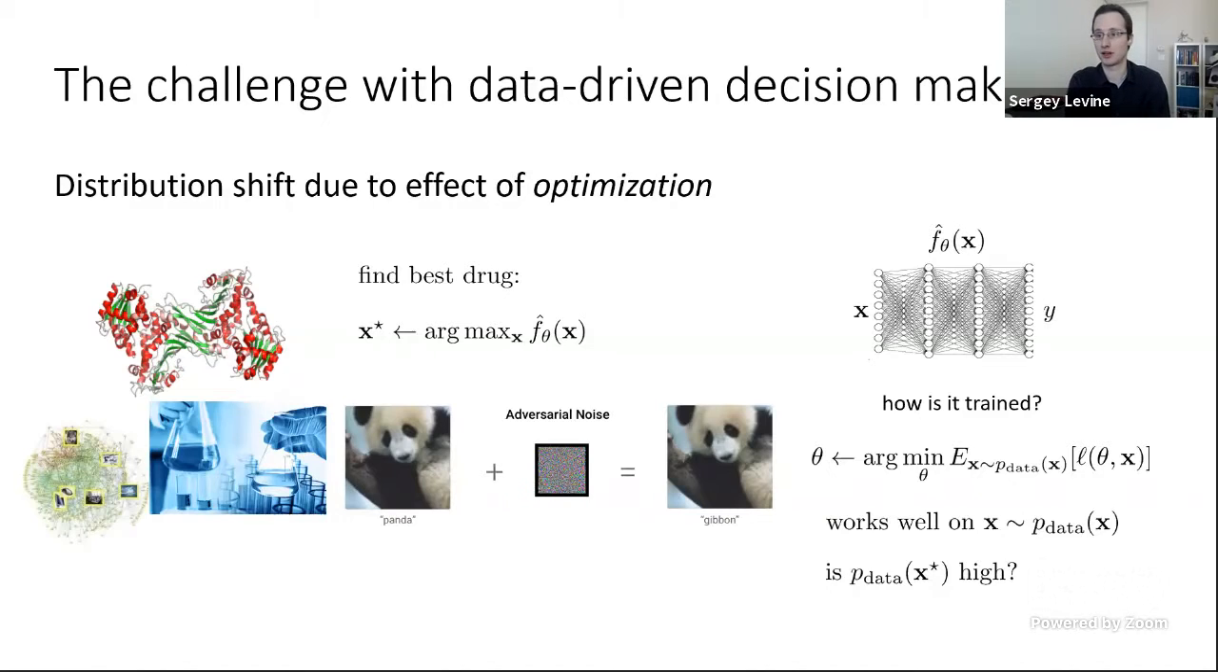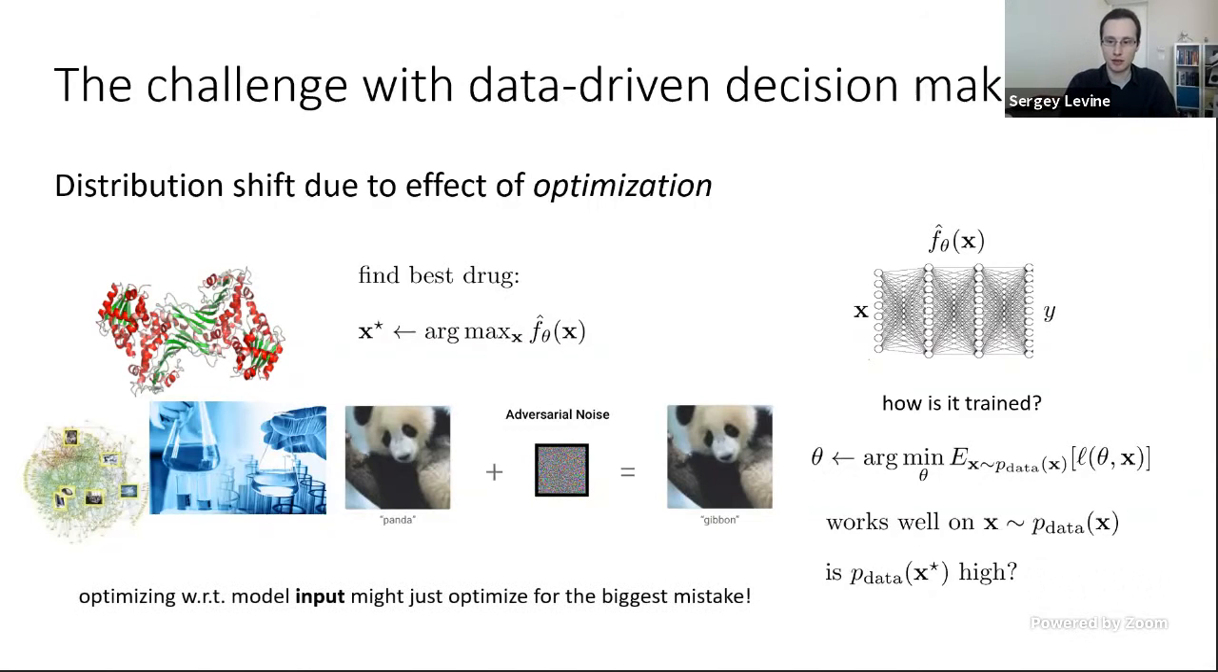It's perhaps most obvious if you imagine that X is high dimensional, like an image, but the same basic principle will hold even for lower dimensional X's. And certainly it'll hold for things like protein sequences. So optimizing with respect to model input might just optimize for the biggest mistake. In fact, I would probably revise and say not might, but will.